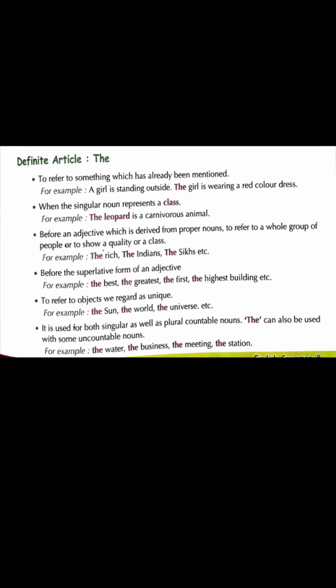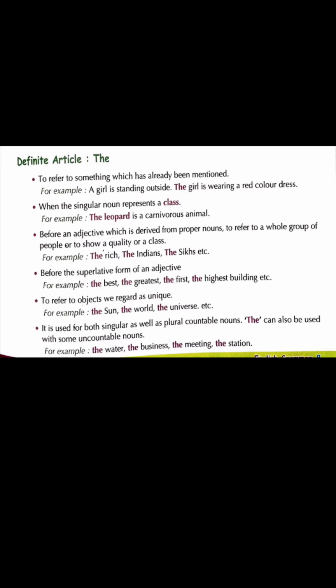Now, when we talk of a definite article, the, it refers to something which has already been mentioned. Okay. For example, if we say a girl is standing outside, the girl is wearing a red colored dress. So we are talking about a girl who's standing outside, and then we are being very categoric by specifying that she is wearing a red colored dress.